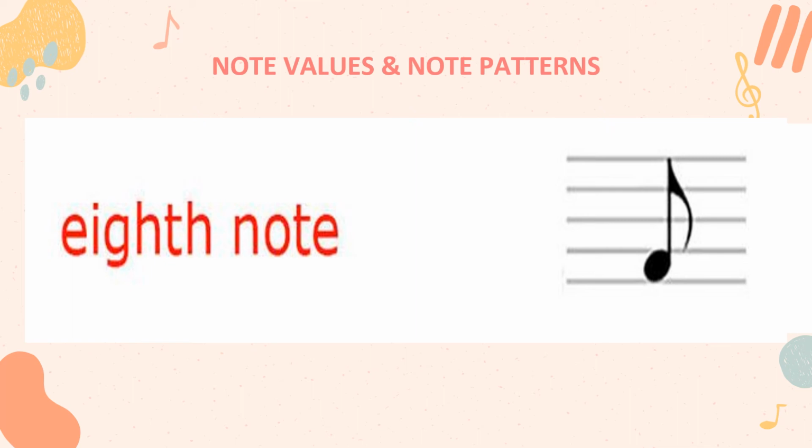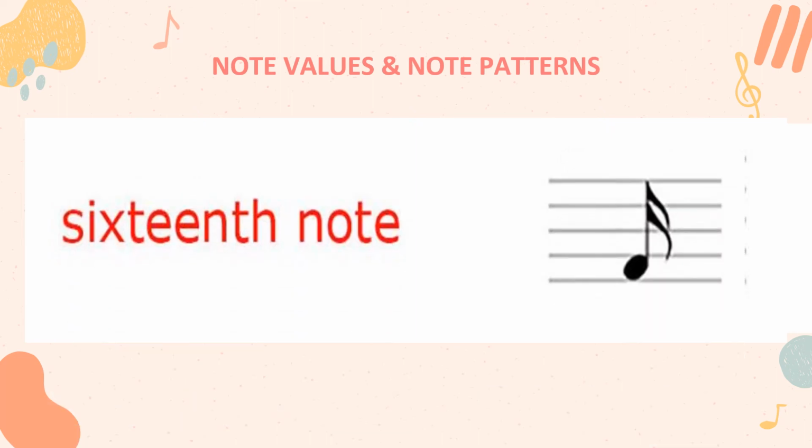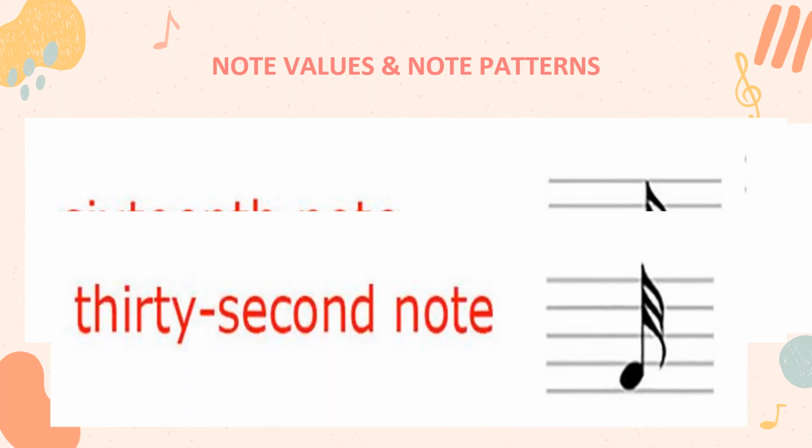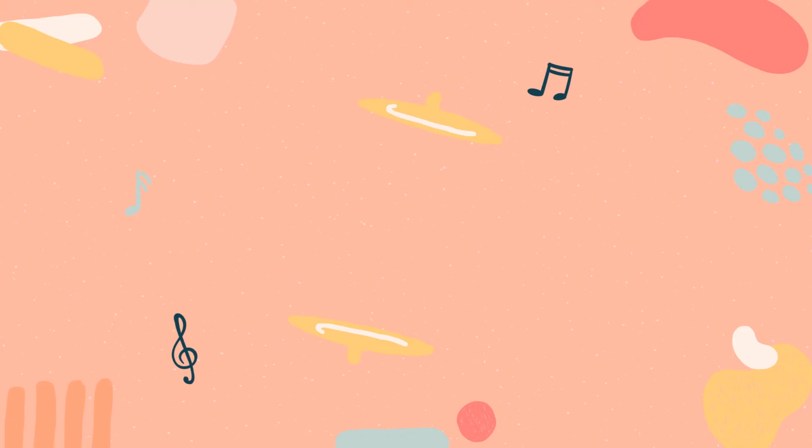Okay, next we have the eighth note, which has a flag or tail. It is called the eighth note. Next, we have the 16th note, which has two flags or tails, and its head is also shaded. Next, we have three flags, that is called the 32nd note.